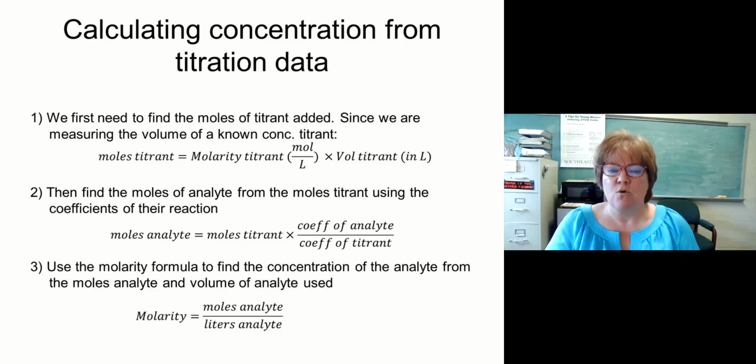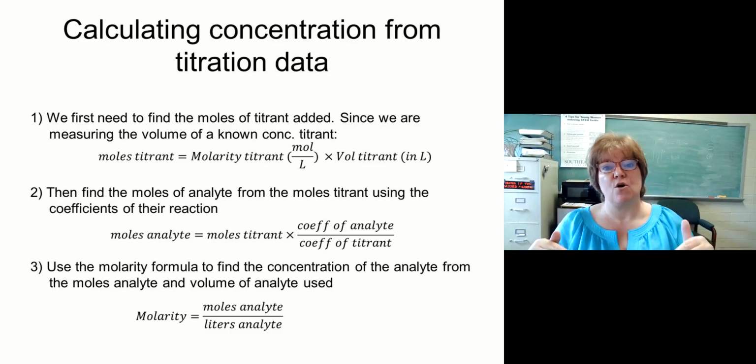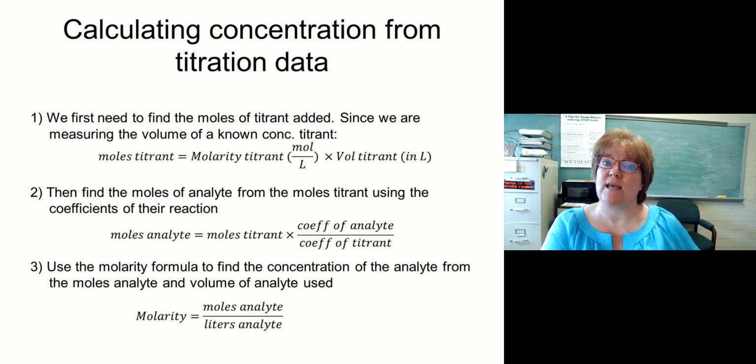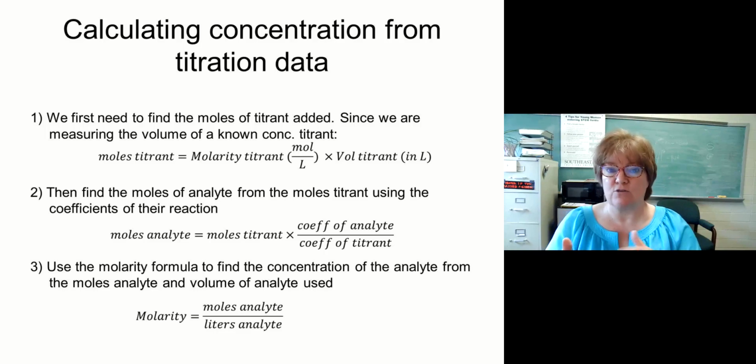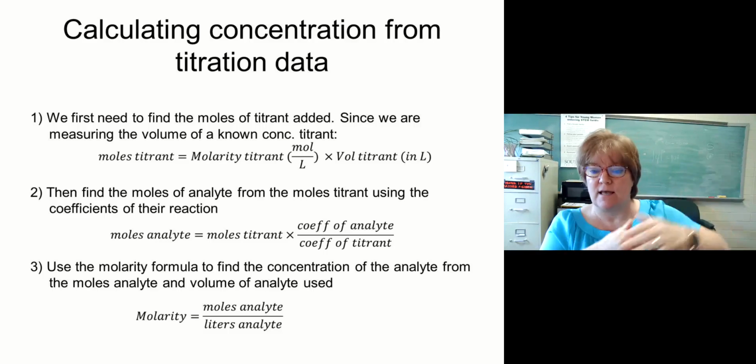In that case, we first find the moles of titrant added. We know its concentration, molarity, and we know its volume that we added, so we use that to figure out the moles of titrant. Then we're going to use the coefficient ratio to determine how many moles of analyte I have. So that's the moles of titrant times the coefficient ratio. Make sure you're matching up. The titrant coefficient would go on the bottom and the analyte on the top.